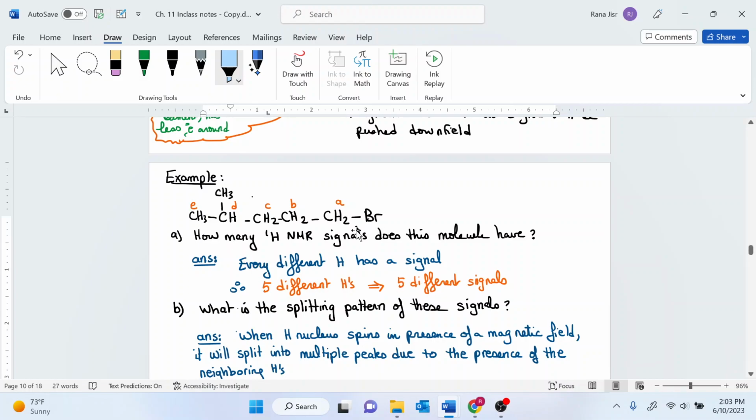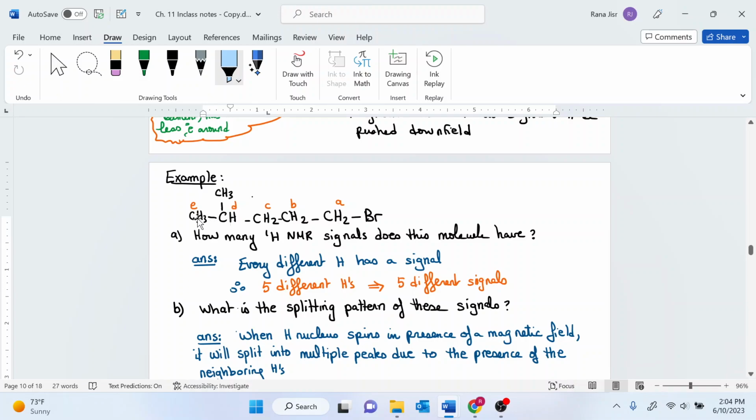Let's say I am given this molecule and I am asked to find out how many proton NMR signals this molecule has. The rule says that every different hydrogen in a different environment has a signal, meaning that proton A is connected to a bromine. It's different than proton B, which is connected to two CH2s in there. You have to look at all the neighbors that are connected to the proton that is resonating. You see a signal for proton A, for proton B, for proton C. All of these are different hydrogens.